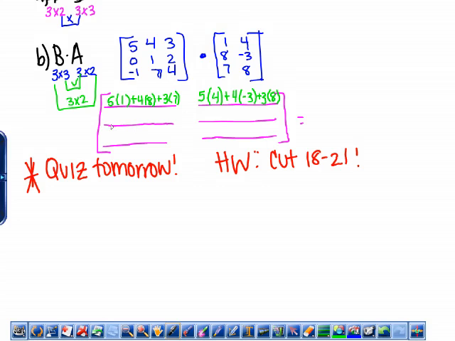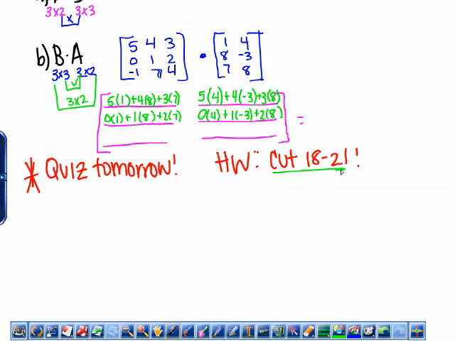All right. Second row, first column. So I get the second row here times the first column. So 0 times 1 plus 1 times 8 plus 2 times 7. Middle row, second column: 0 times 4 plus 1 times negative 3 plus 2 times 8. Okay? Bell's about to ring on us, but you would keep going. Do you understand the process?